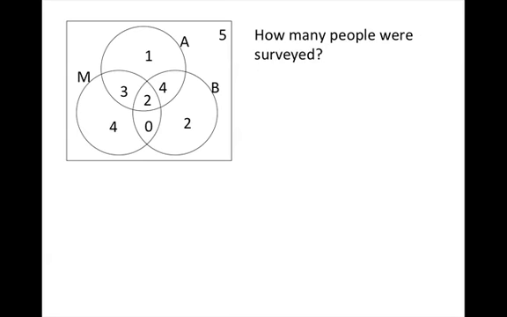Now to find how many people were surveyed, I'm going to add all of the numbers that I have listed. So I have the 1, the 3, the 2, and the 4 from set A, and then add in the 4 and the 0 from set M, the 2 from set B, and then the 5 that were in none of the sets. And this gives me 21. So there were 21 total people surveyed.